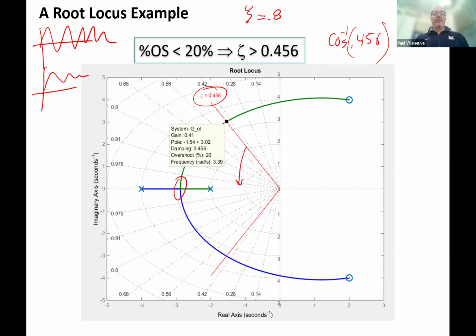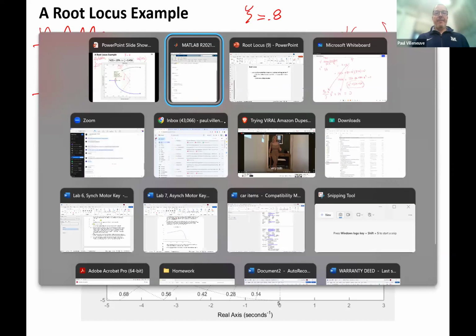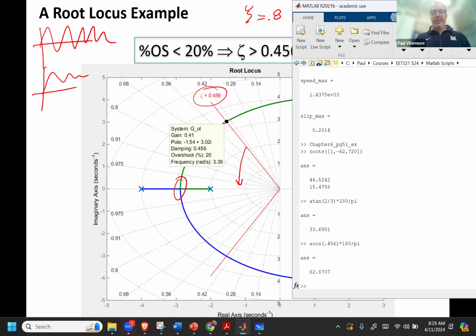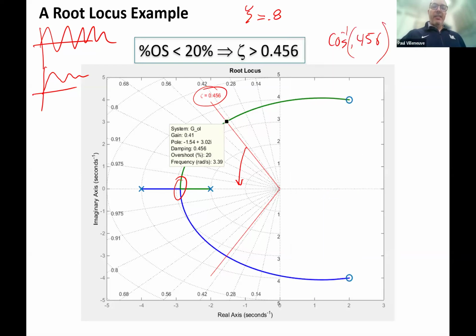And so in MATLAB, you have the ability of actually displaying that, or you can just draw it by hand. So take the inverse cosine of 0.456, and what do you get? The inverse cosine of 0.456 times 180 over pi, 62.87. This angle here is 62.87. If you look at MATLAB, what do these lines correspond to? Different damping ratios. These terms here are all zetas.